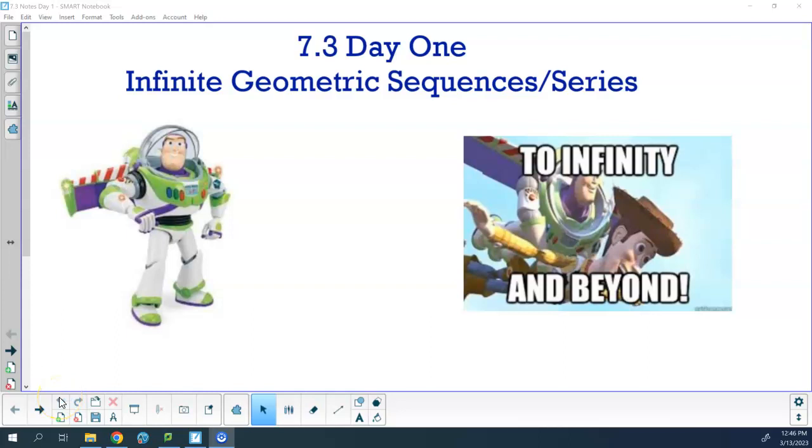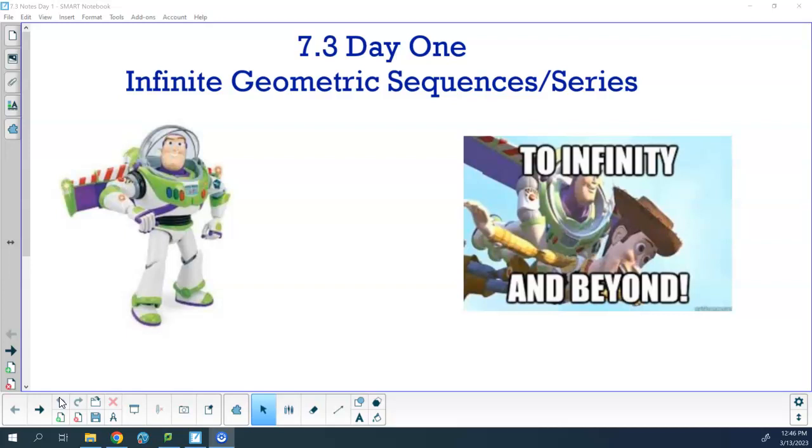Happy Wednesday. This is the last topic that we have in preparation for your test on Friday of this week. So today we're going to infinity and beyond. We're buzzing, Woody, today. Okay? So we're going to talk about infinite geometric sequences and series.